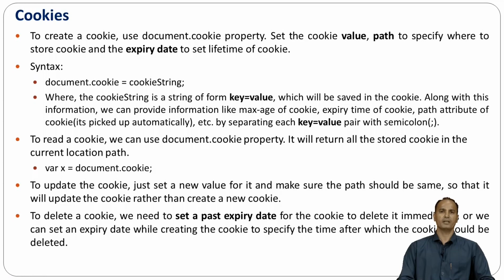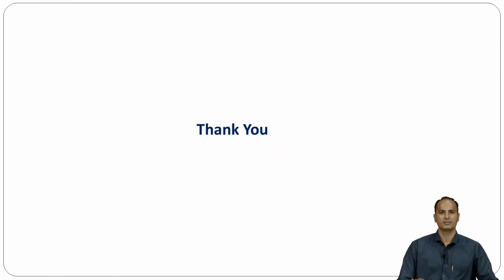For example, var x equals document.cookie. So it will return all the cookies that have been stored or written in our document. To update a cookie, just set a new value for it and make sure the path is the same, so that it will update the cookie rather than create a new cookie. To delete a cookie, we need to set a past expiry date for the cookie to delete it immediately, or we can set an expiry date while creating the cookie to specify the time after which the cookie is going to be deleted.